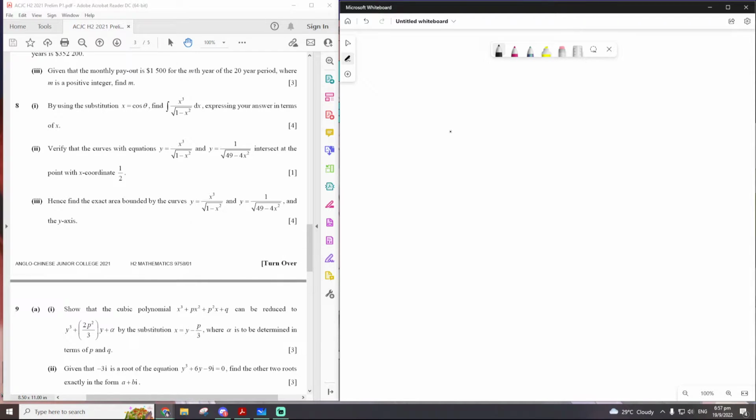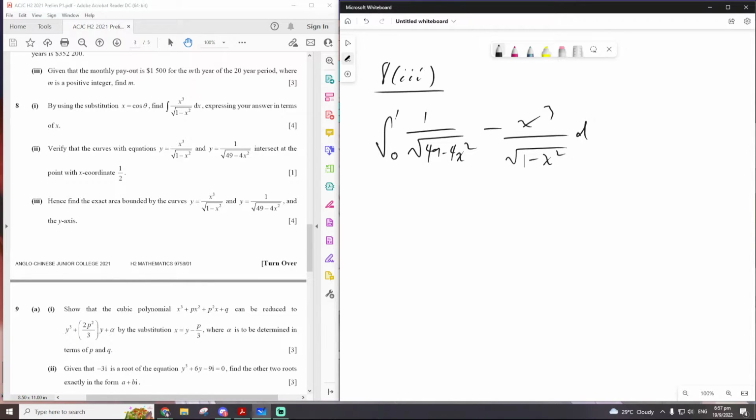For this question, they didn't say that you cannot use a graphing calculator, so I would assume that the best way to go about finding that area is to use the graphing calculator to sketch out the curve and see what you actually need to integrate. So in this case, you're going to find the exact value of the integral from 0 to 1 of x cubed divided by root 1 minus x squared, minus the, it's the other way around. It's 1 over square root 49 minus 4x squared minus x cubed divided by square root 1 minus x squared dx. Okay.